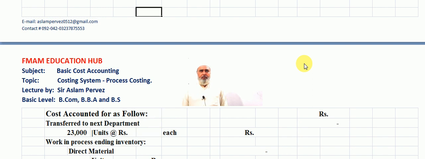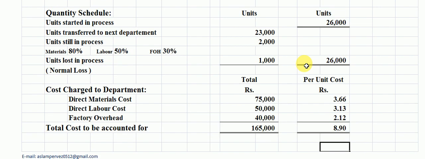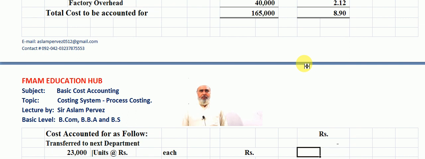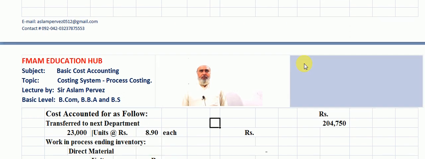The per unit cost is M18 here. Now students, you are looking the cost of units that are transferred to the next department is 2,04,750 rupees.